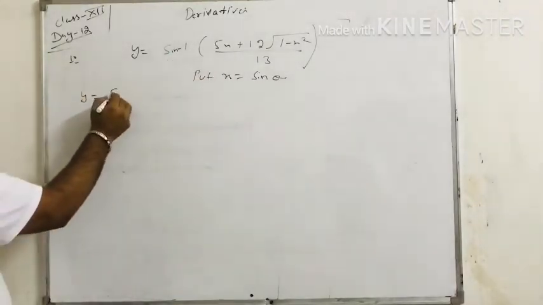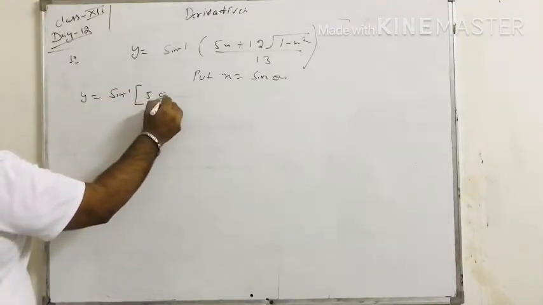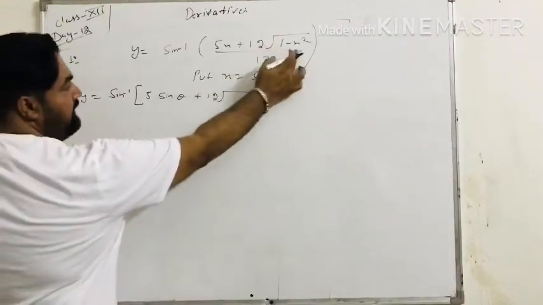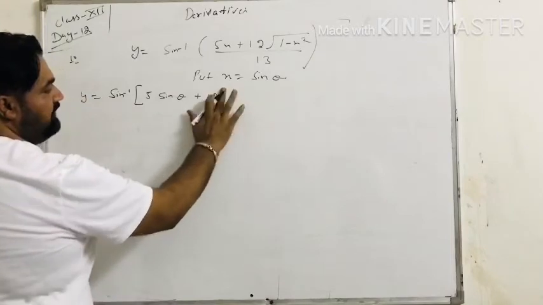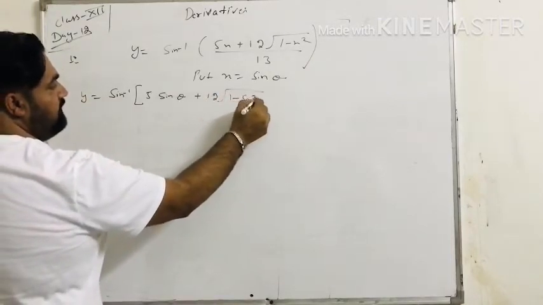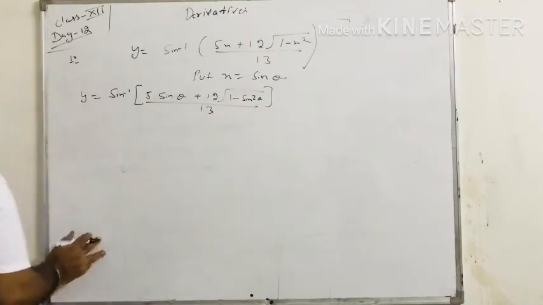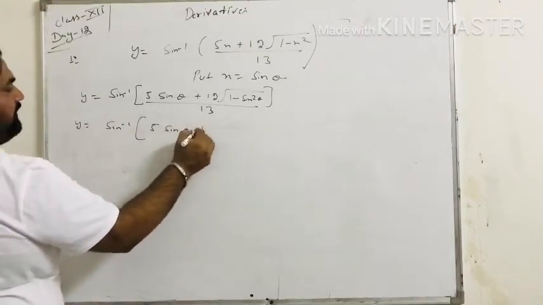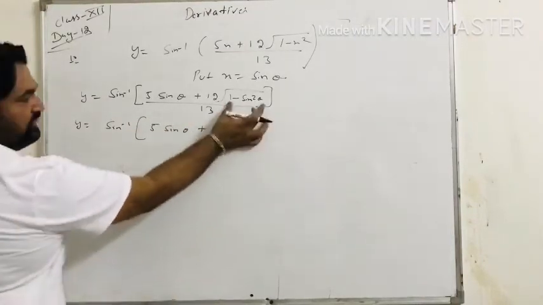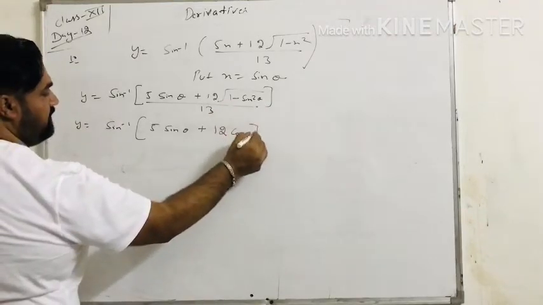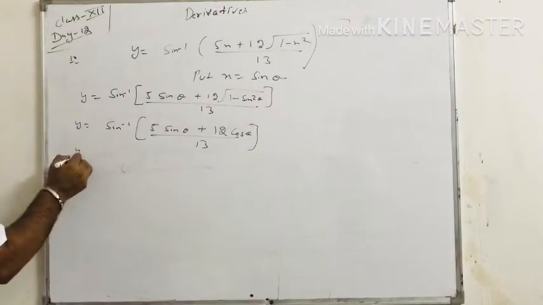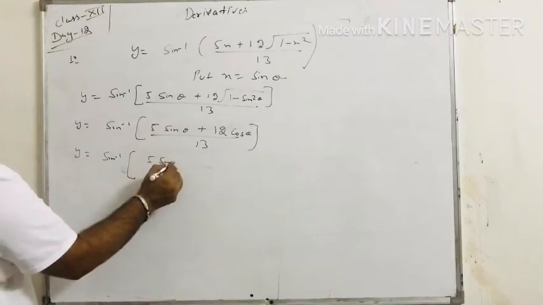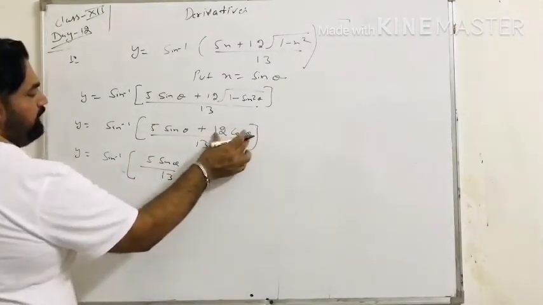So the question is y equals sine inverse of (5 sine theta plus 12 root of 1 minus sine square theta) upon 13. 1 minus sine square theta is cos square theta, the square cancels the root, cos theta upon 13. Y equals sine inverse, divide 5 sine theta by 13, plus divide 12 cos theta by 13.